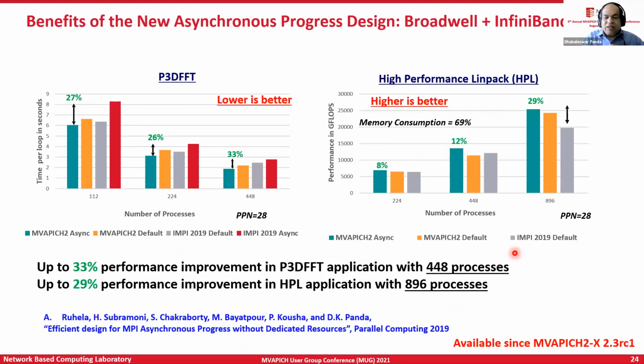We also have a new asynchronous progress design that has been there since MVAPICH2-X 2.3rc1. In this kind of design, you don't need any additional code. Using the same code, you can try to do the additional asynchronous progress. Here we show some results compared to the different MVAPICH2 designs as well as the Intel MPI designs, and you can see you can benefit by 27%, 33%. This was also presented in the Parallel Computing 2019 journal.